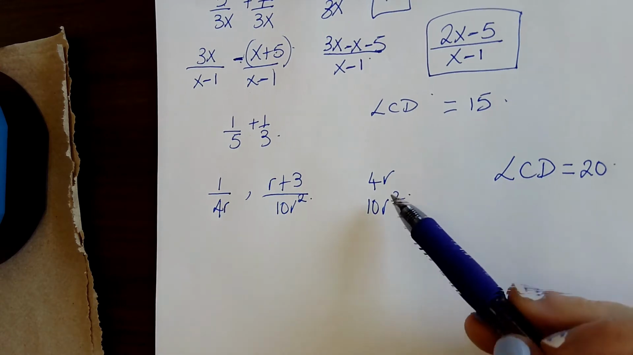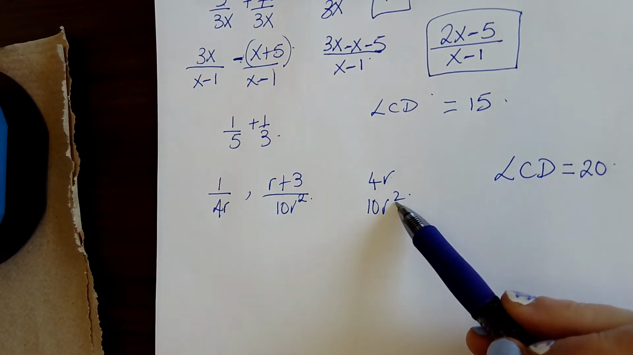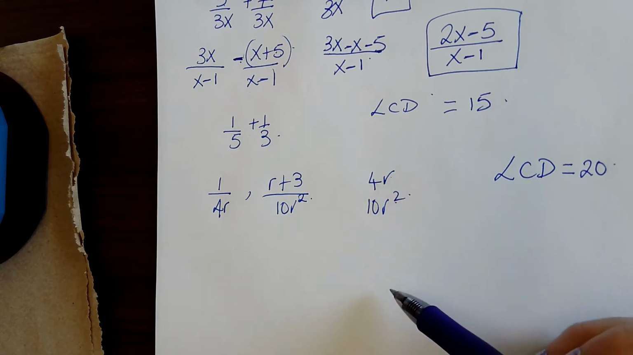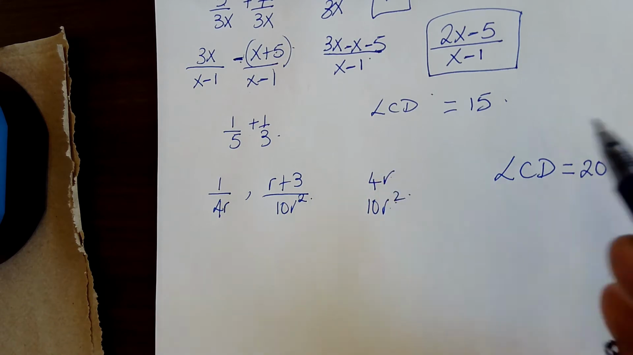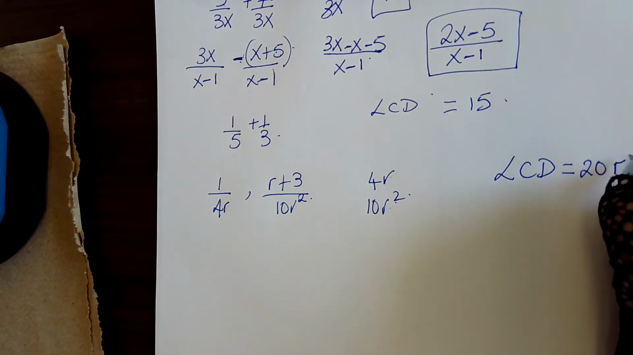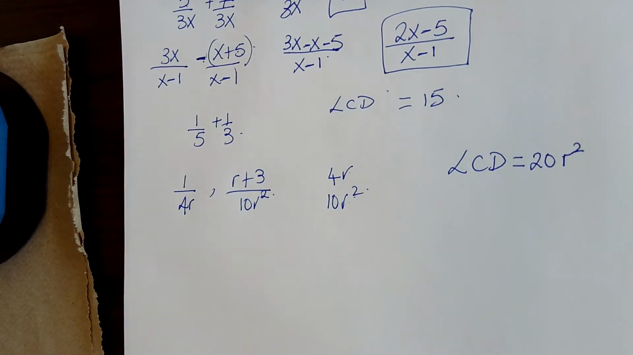Now the variables are real easy. You have to take the biggest one, okay? You can't take the smallest one because r squared can't go into r, but r can go into r squared. So the LCD is 20r squared, okay? So that's how we start, because if you can't find the LCD, then you can't change fractions to add them together.